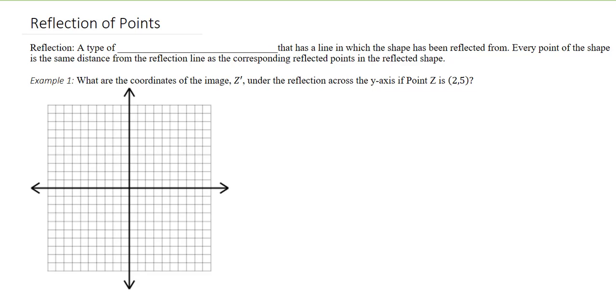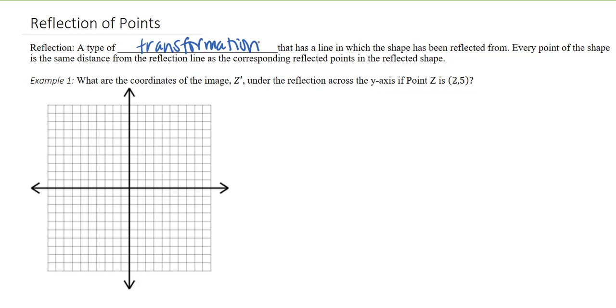Reflection of points. Reflection is a type of transformation that has a line in which the shape has been reflected from. Every point of the shape is the same distance from the reflection line as the corresponding reflected point in the reflected shape. First we're going to look at this in terms of just points to make it a little bit easier before we move on to shapes.